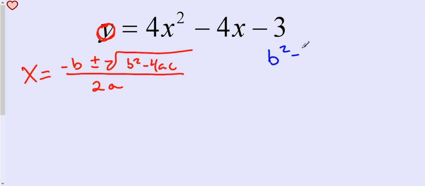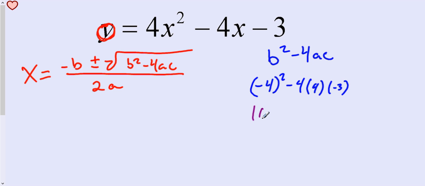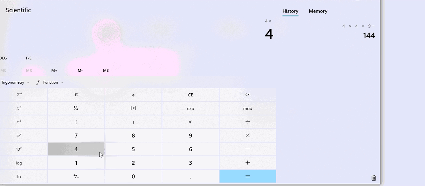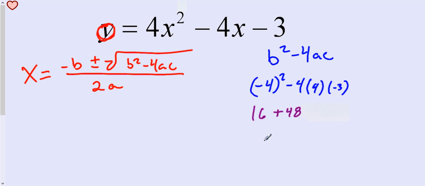Check our discriminant. So we get negative 4 squared minus 4 times 4 times negative 3. We get 16. Negative 4 and 4 is negative 16. Negative 16 and negative 3 is a positive 48. Add those together and I do believe we get 64. I want to make sure my math is all right here. 4 times 4 times 3, 48, I thought so. Plus 16 is 64. Perfect.